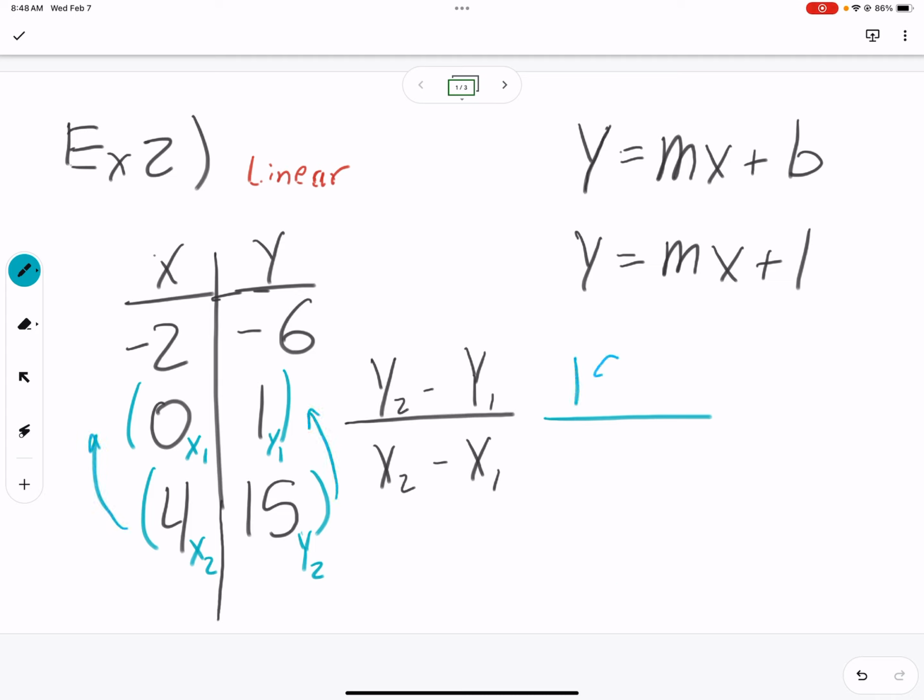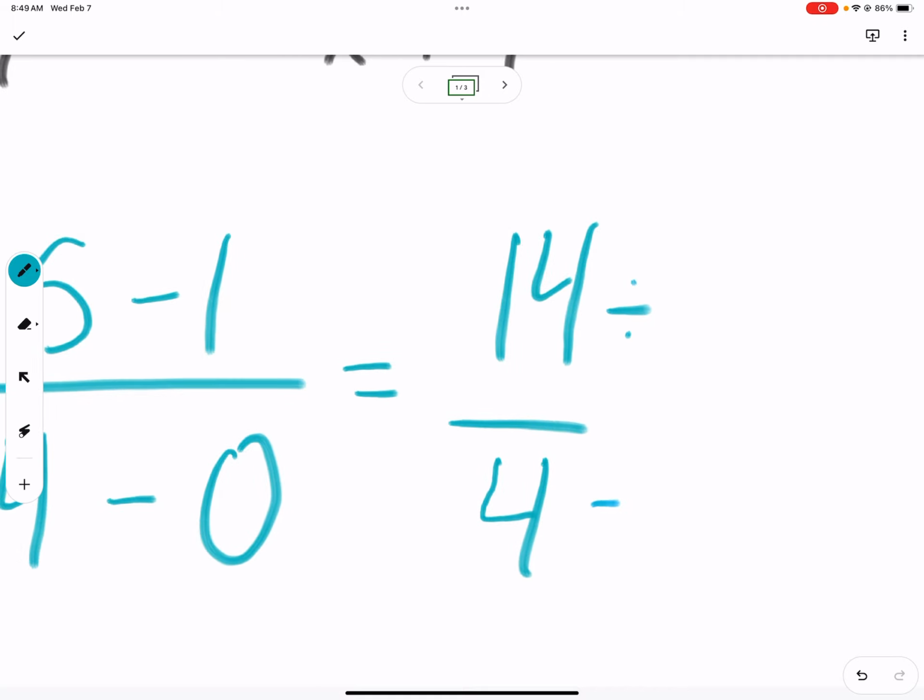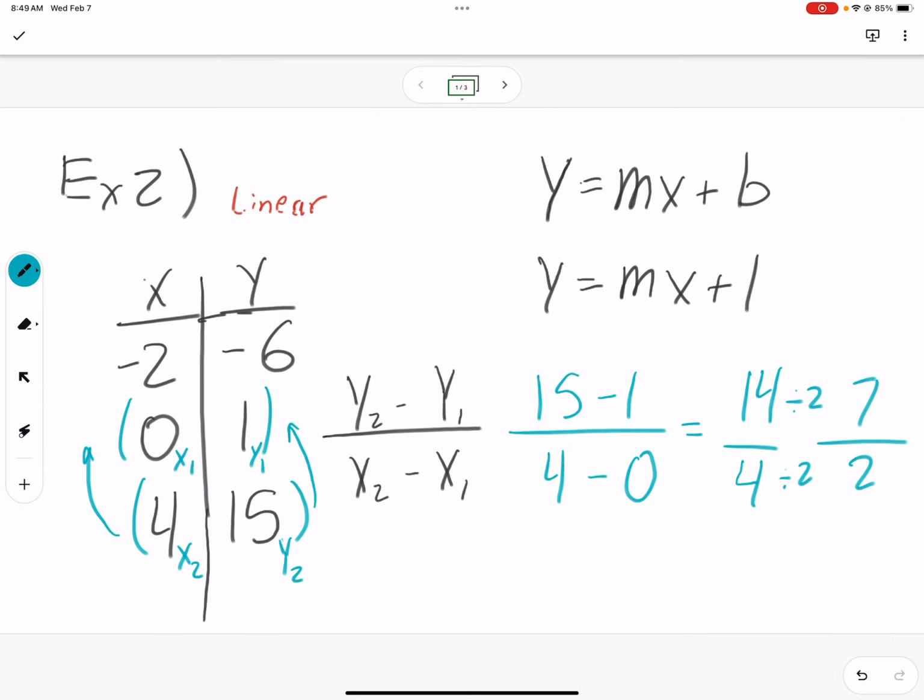So it's going to be like 15 minus 1, and then on the bottom it's going to be 4 minus 0. And then what is 15 minus 1? 14, and then 14 minus 0 is? 4. We can reduce that. Let Josh answer it, guys. Seriously. We can actually divide both these by 2, they're both even. 14 divided by 2 is 7. 4 divided by 2 is just 2. So what is my slope?